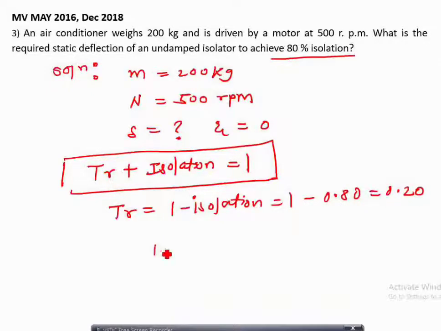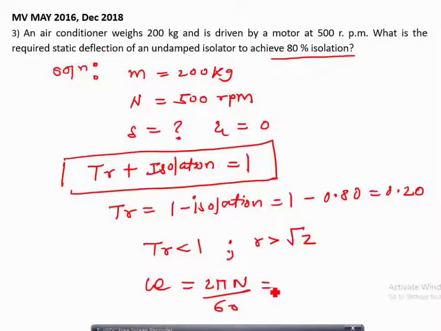Now try to understand that your transmissibility is less than 1. So obviously you have to calculate the r, and that r should be greater than root 2, because your transmissibility is less than 1. Okay, so now once you calculate transmissibility, let us calculate omega, which is equal to 2 pi by 60, 2 pi into 500 upon 60. So omega is nothing but 52.35 radian per second.